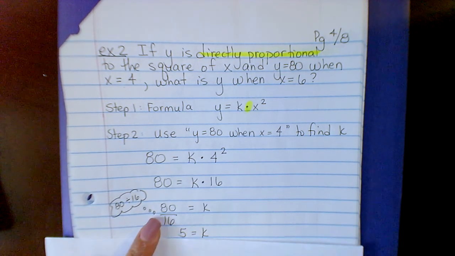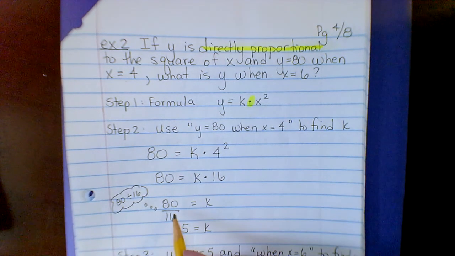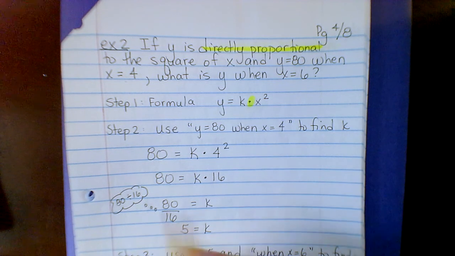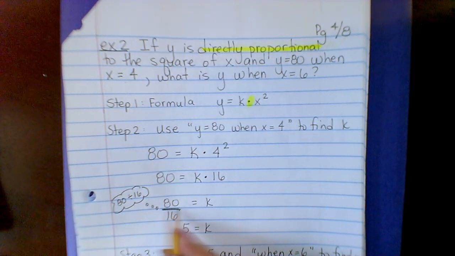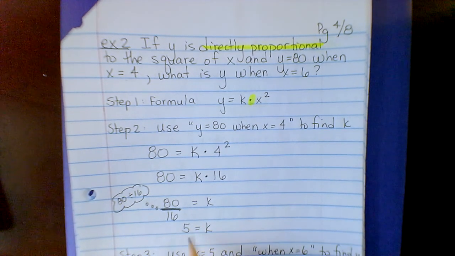Now, even though this looks like a fraction, smells like a fraction, walks like a fraction, talks like a fraction, it is really division. If you put this in as a fraction in your calculator, it will simplify it to 5, or you can put it in as 80 divided by 16. This fraction bar also lives a double agent life as a division symbol. So we get k equals 5.